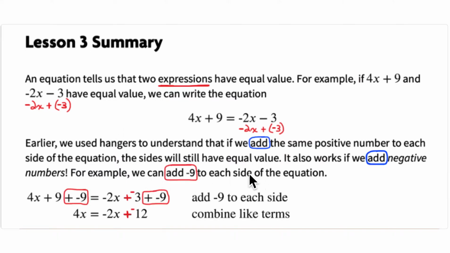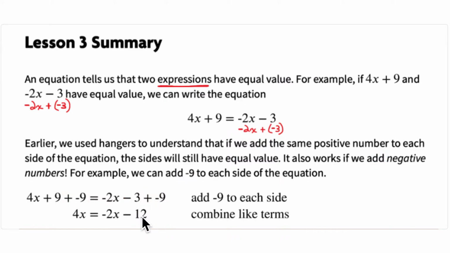And you can add negative 9. Well, that's what I always naturally do anyway. So I'm going to remove this 9 by using the additive inverse, adding a negative 9. Add a negative 9 to one side, add that same negative 9 to the other side. So negative 3 plus negative 9 equals negative 12.